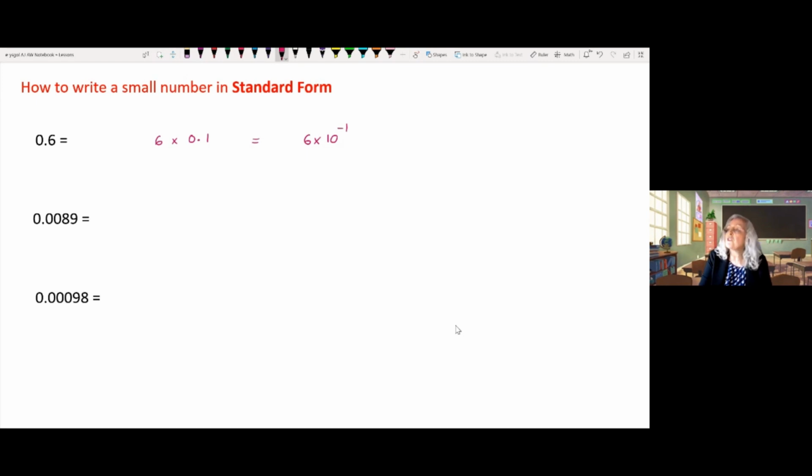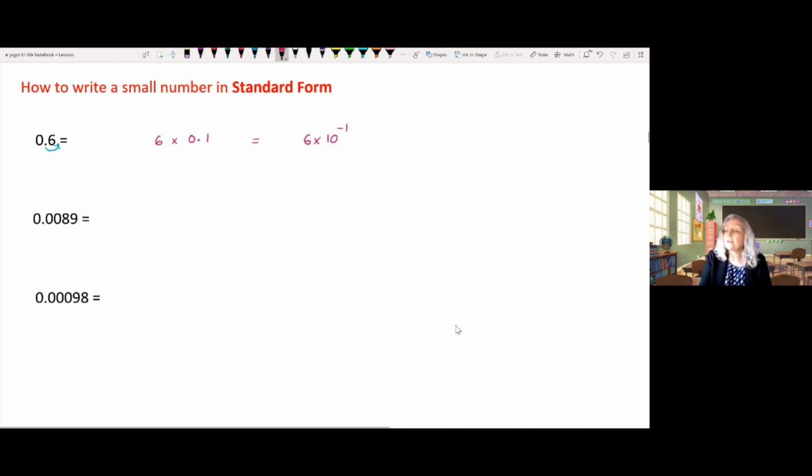And if we think about the decimals here, well, we want the decimal point to be here. It's currently here. So we would have to move the number 1 place. So that's where minus 1 comes in. And it's minus because it's a small number. So we're moving the numbers the other way.